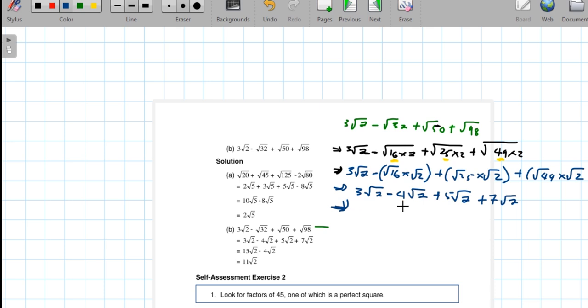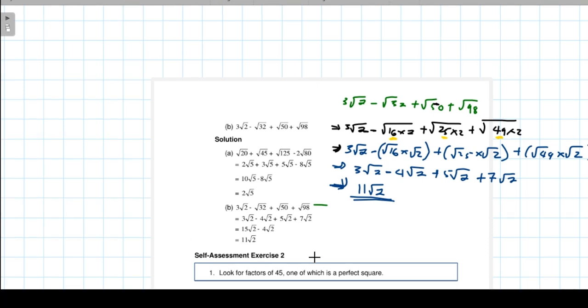So you discover that we can actually add and subtract these surds. So let's do the addition. 3 plus 7 is 10, plus 5 is 15, minus 4 is 11. So what we have here is 11 root 2.